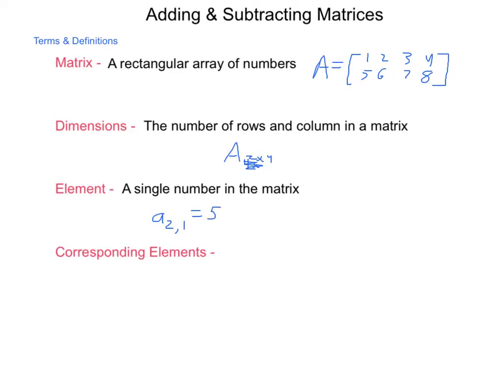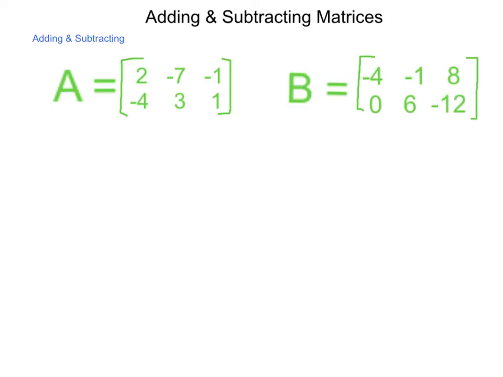Last, we come to corresponding elements. And these are elements in different matrices that are in the same position. When we go to be doing our arithmetic with the matrices, adding and subtracting, we're going to add items in corresponding positions. So let's take a look at how we do this adding and subtracting of matrices. Now, in order to add or subtract, as was just stated, the matrices have to have the same dimensions. So in order to add two matrices, they have to have the same number of rows and the same number of columns as each other.